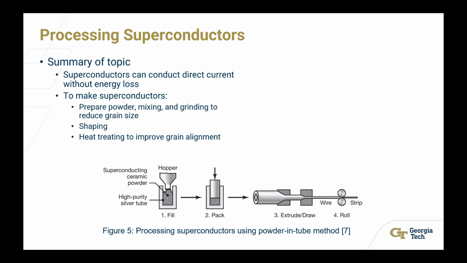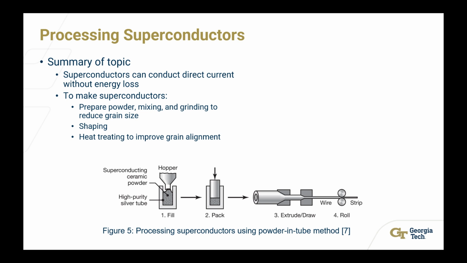The 4th topic I'm going to talk about is processing superconductors. Superconductors are materials that can conduct direct current with little to no energy loss. To make them, you need to make a powder, usually with metal or ceramic, and you have to mix and grind them to reduce their grain size. Once you reduce them, you would shape them and then heat treat them to allow the grains to align properly, which gives them the superconducting property.